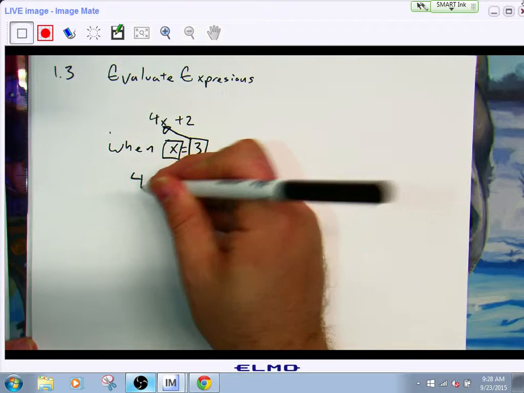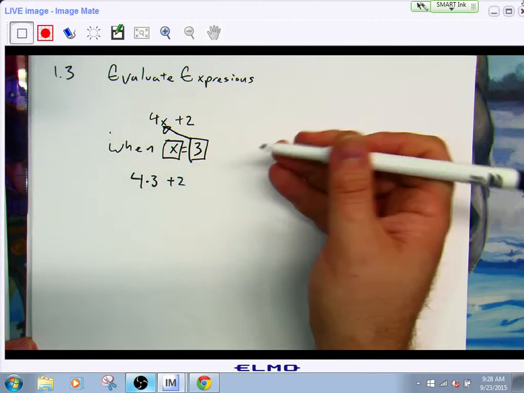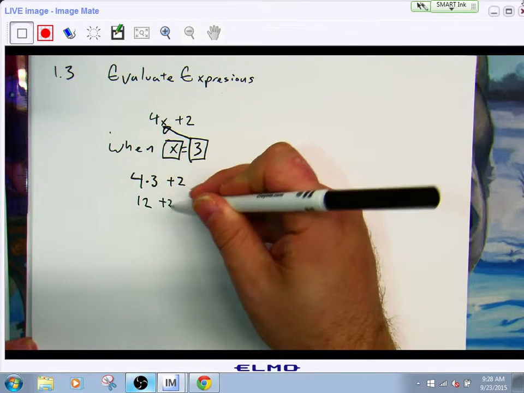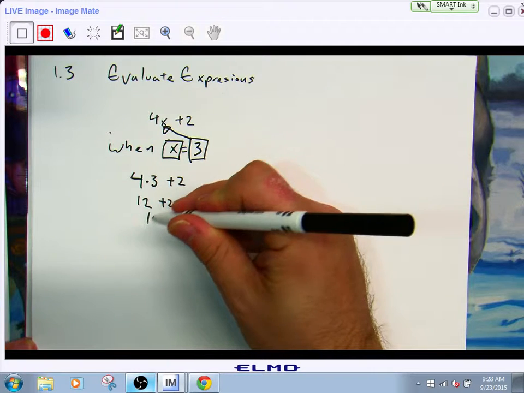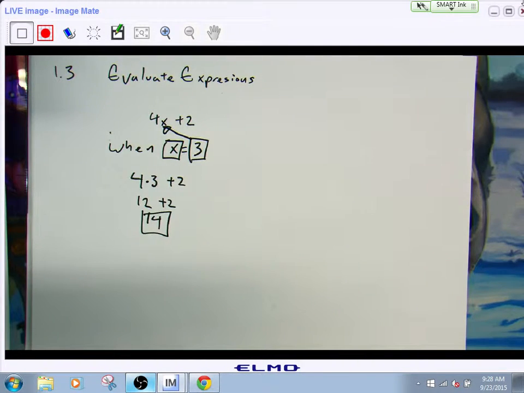So that 4 times 3 plus 2. And then when we evaluate it, we'll do 4 times 3, which is 12, plus 2. And then finally we'll get our answer to be 14. So when I evaluate that expression for when x equals 3, it becomes 14.